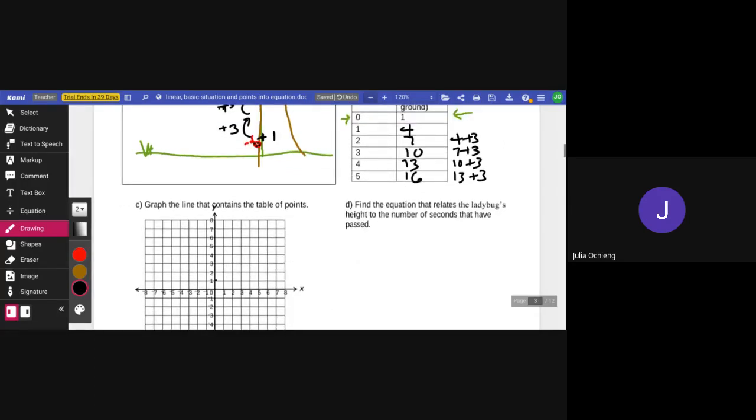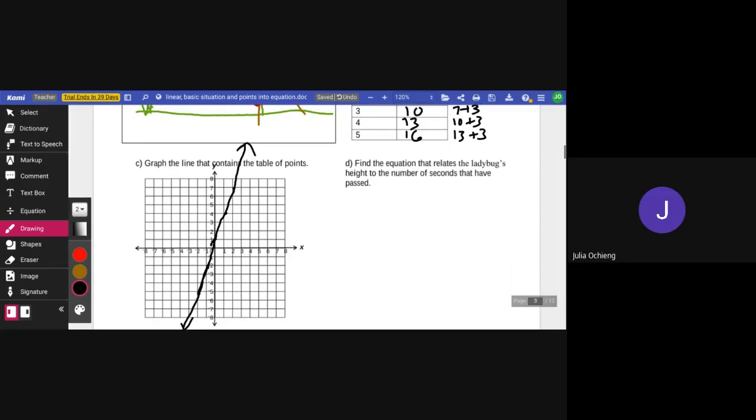0, 1, 1, 4, 2, 7, 3, 10 is roughly here, and there's really not going to be any way I can do the other lines, so I'm not going to try.